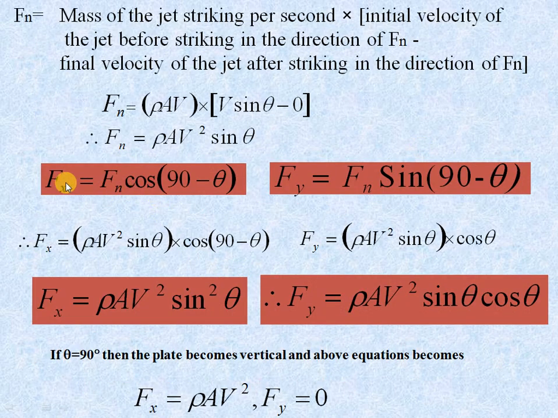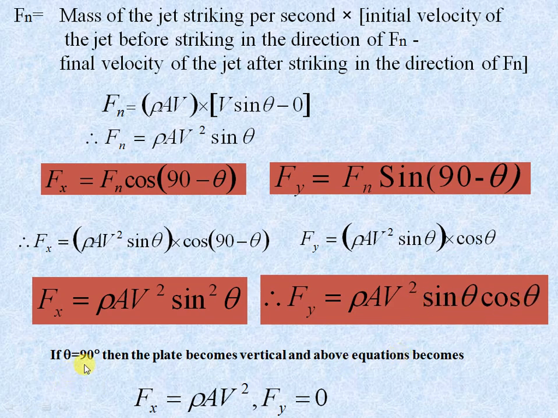After application we get Fx equal to Fn cos (90 minus theta), and Fy is nothing but Fn sin (90 minus theta). So friends, cos (90 minus theta) is sin theta, and sin (90 minus theta) is cos theta. Put the Fn value, rho a v square sin theta, in these equations. We get Fx as rho a v square sin square theta, because sin theta times sin theta is sin square theta, and Fy as rho a v square sin theta cos theta.